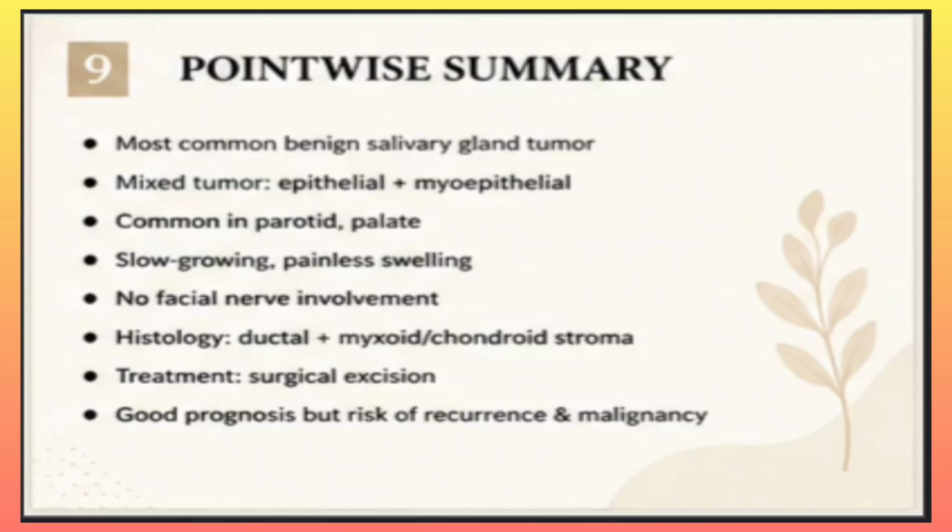The following is the point-wise summary of pleomorphic adenoma. Please do know that it is the most common benign salivary gland tumor. It's a mixed tumor consisting of both epithelial and myoepithelial cells. It is most common in the parotid gland, followed by the palate. Slow growing, painless swelling, no facial nerve involvement, and histology shows ductal plus myxoid or chondroid stroma. Treatment includes surgical excision, and good prognosis but risk of recurrence and malignancy.